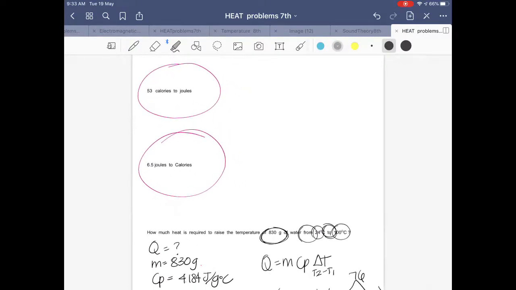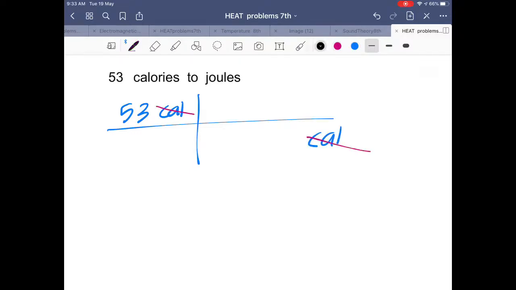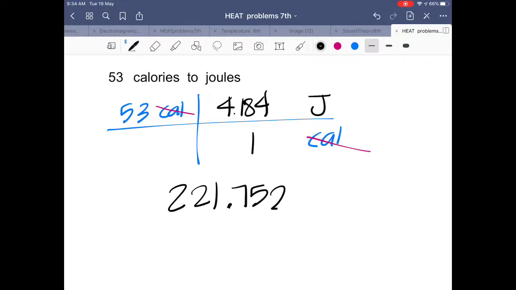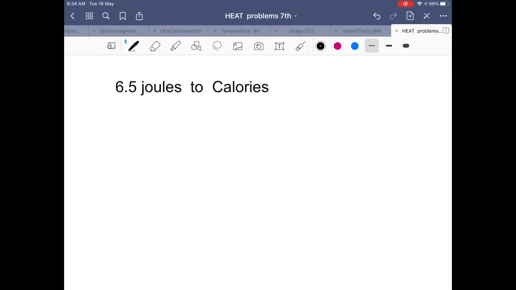Then this one, you have 53 calories to joules. So 53 calories. You put calories at the bottom so you can cancel, and joules at the top. In 1 calorie you have 4.184 joules. And multiply 53 times 4.184, which is 221.752 joules.